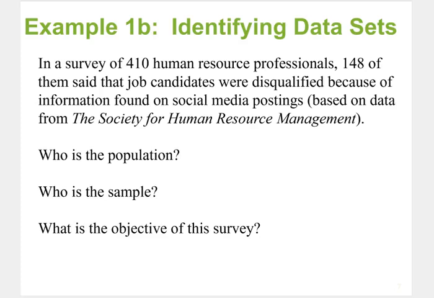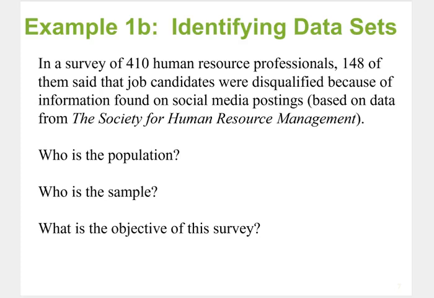All right, so here's one. In a survey of 410 human resource professionals, 148 of them said that job candidates were disqualified because of information found on their social media postings. And there's the source for where I got that information. I would like you to press pause and identify these next three things. Who's the population? Who is the sample? And what is the objective of this survey?